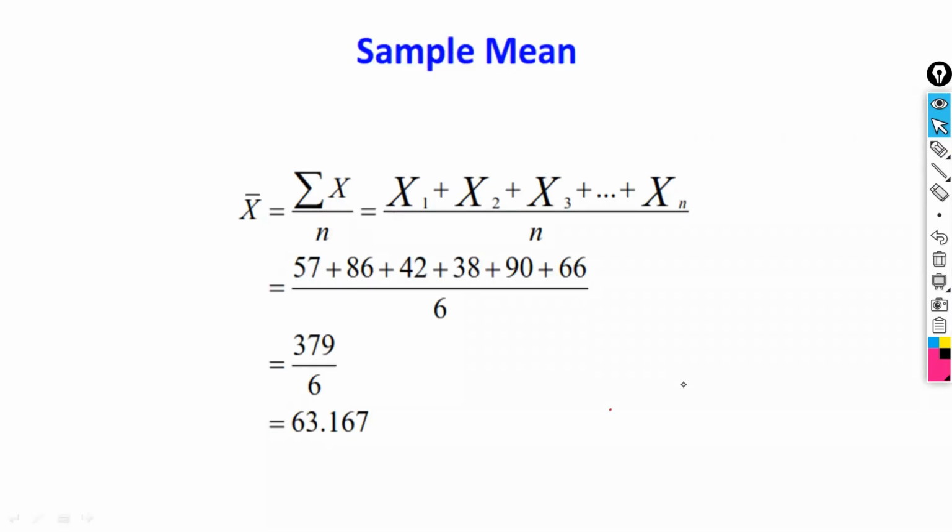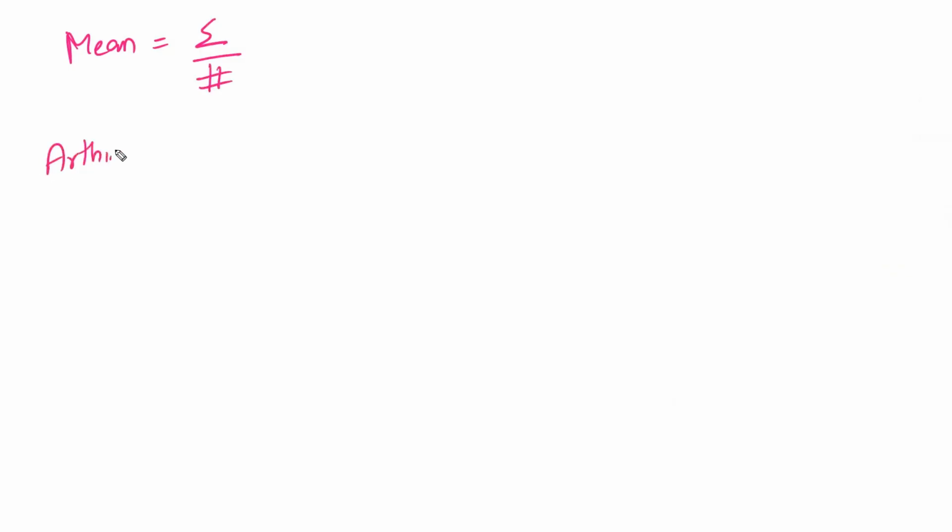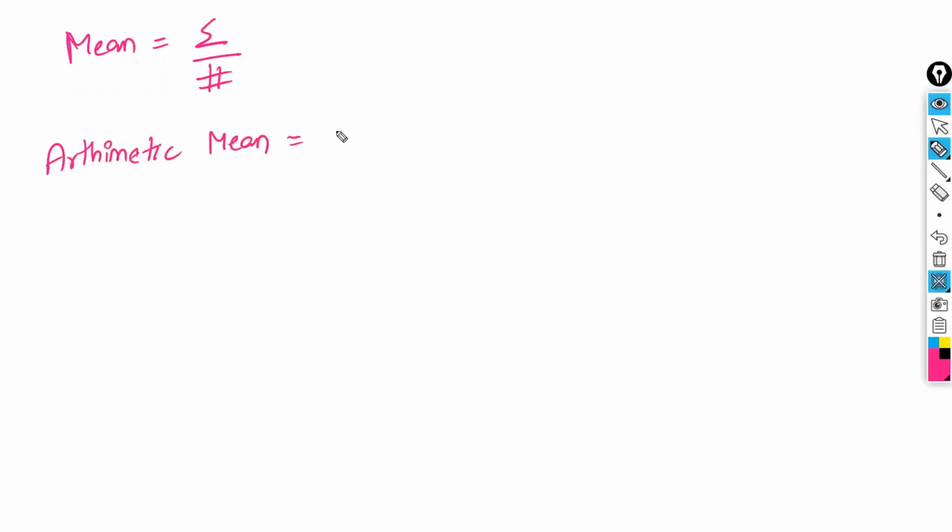The formula is the same: the sum of the data points divided by total number of data points. Now, next we are having the weighted average. The mean we discussed in the previous example, sum divided by total number of data points, is also called the arithmetic mean. Okay, this arithmetic mean, and we are having one more type of mean called the weighted mean.